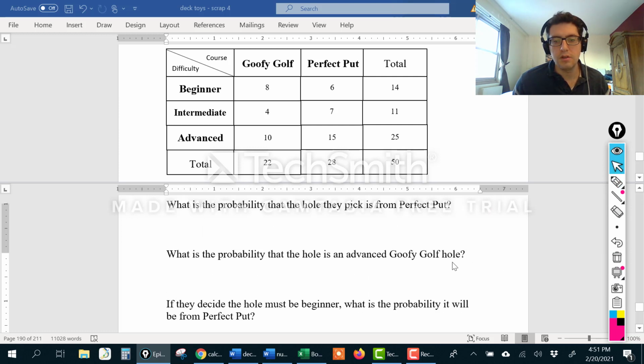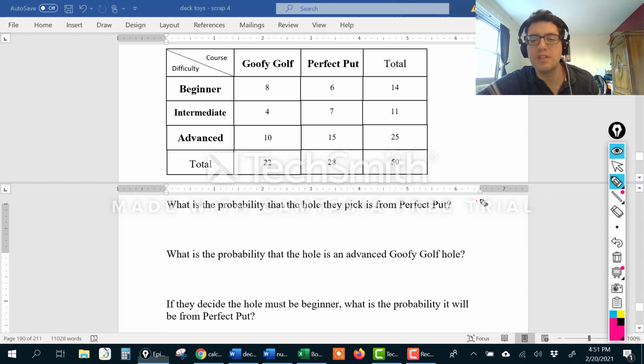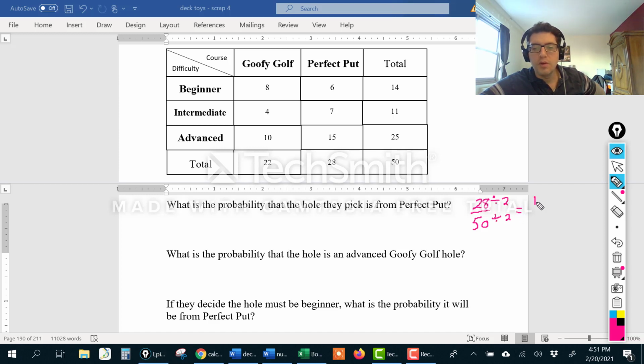Let me go up here. The hole they pick is from Perfect Putt. That was 28 out of 50. So what's a common factor between 28 and 50? What goes nicely into 50 and also into 28? How about 2? We can divide the numerator and the denominator here by 2. Okay, and we would get 14 out of 25. So that would be the probability in reduced form. We cannot reduce it any further than that.